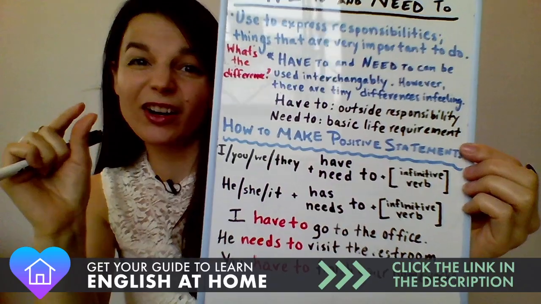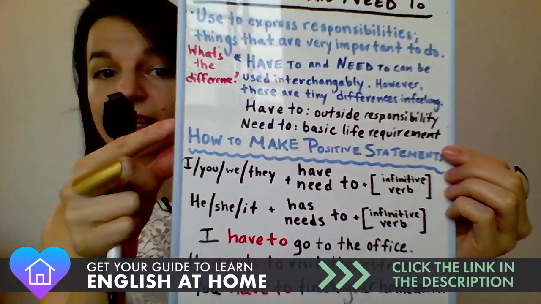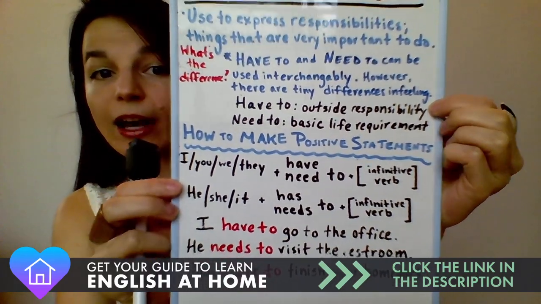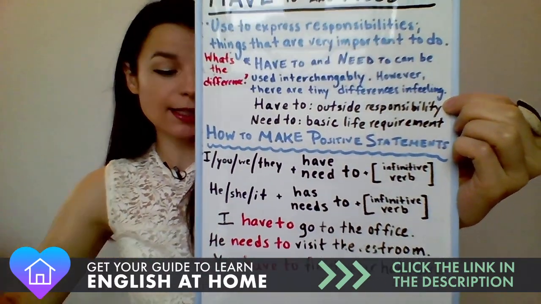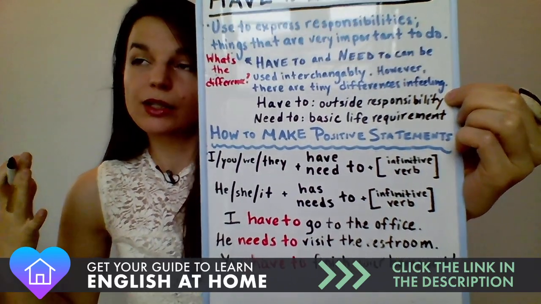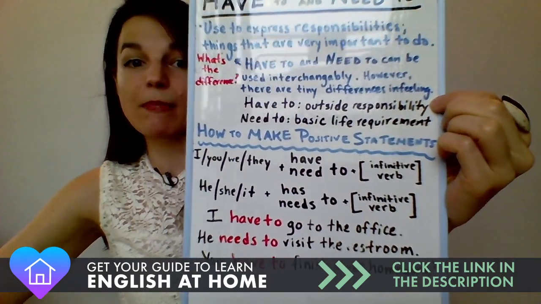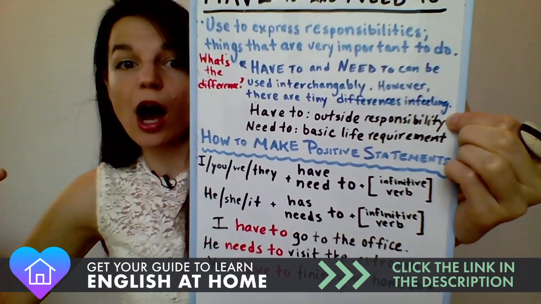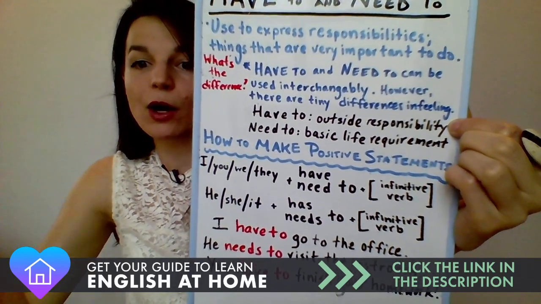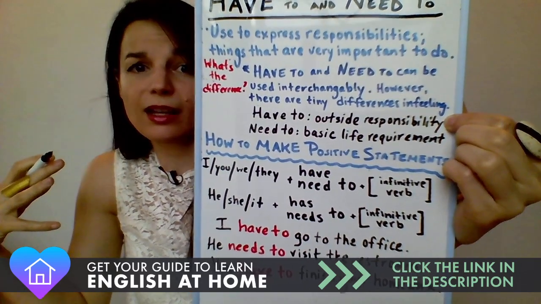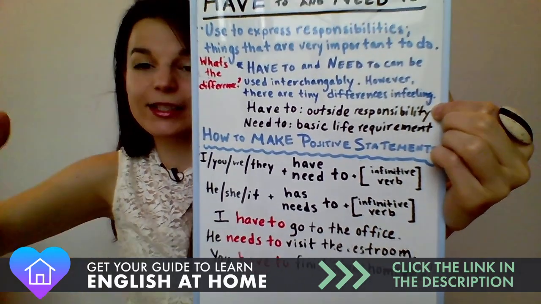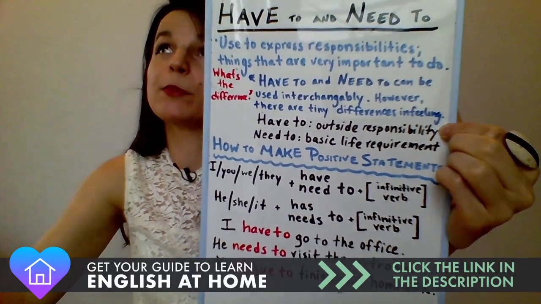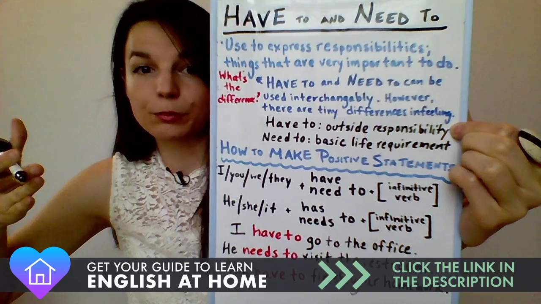However, there are very, very tiny differences in feeling. Have to is like some kind of outside responsibility. So like a responsibility from my family maybe, or a responsibility relating to my job. Something that comes from outside me is like have to, like Leah says, for example, I have to stay home. Exactly. So that's some responsibility that comes from outside of you.